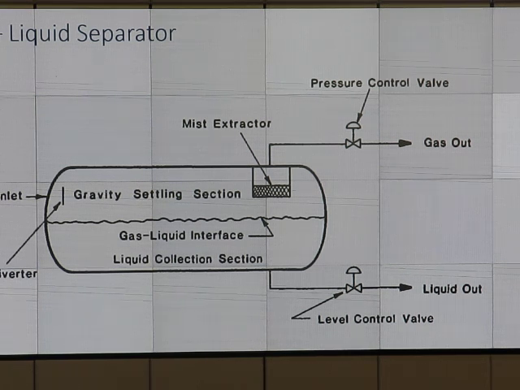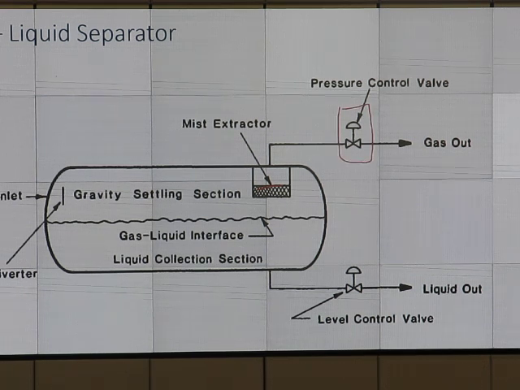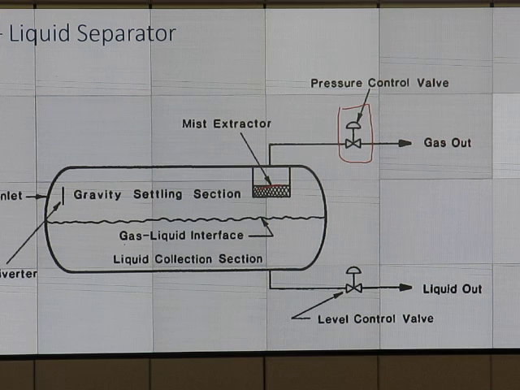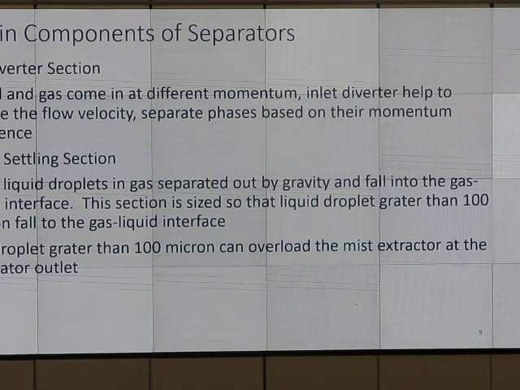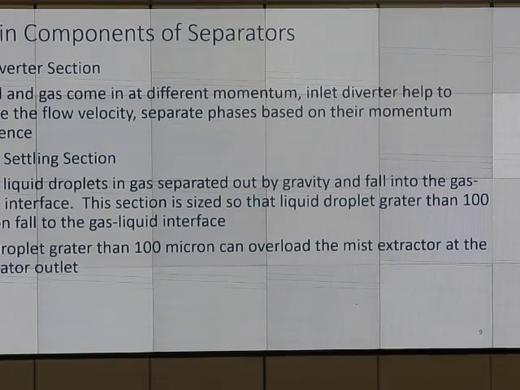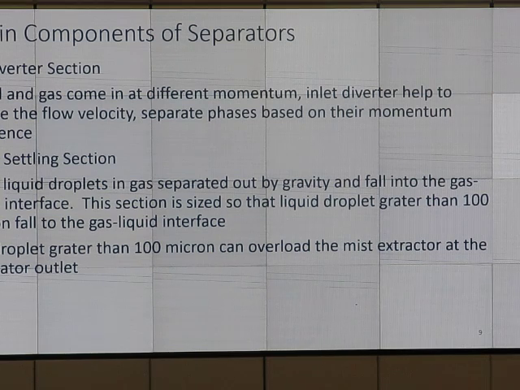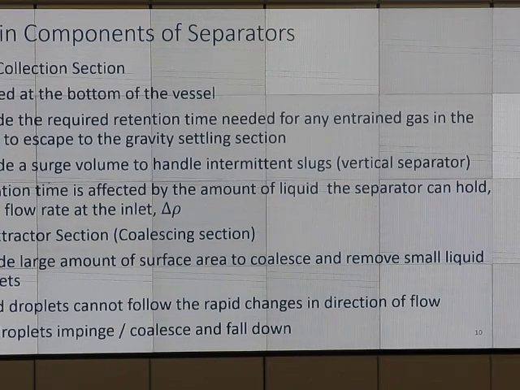For the horizontal one, we also have a mist extractor. We have a pressure control valve, so that the pressure inside the separator is at a constant pressure. And we have inlet diverter, gravity settling section, liquid collection section, okay, level control valve. Four main components of the separator. What are the four main components? Number one, inlet diverter. Number two, gravity settling section. Number three, liquid collection section. Number four, mist extractor.